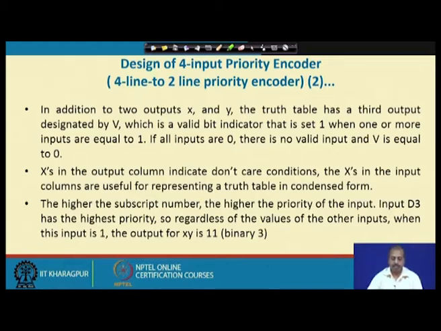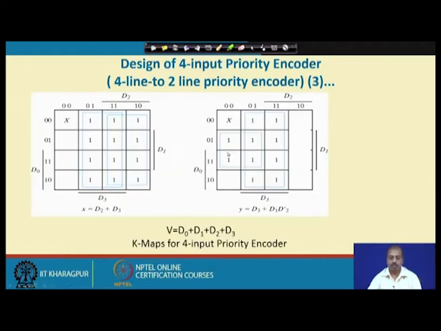The priority that we have is like this: the higher the subscript number, the higher the priority of the input. So, input D3 has the highest priority. Regardless of the values of the other inputs, when this input is equal to 1, output x y is equal to 3, that is 1 1. This way we can have this priority function.